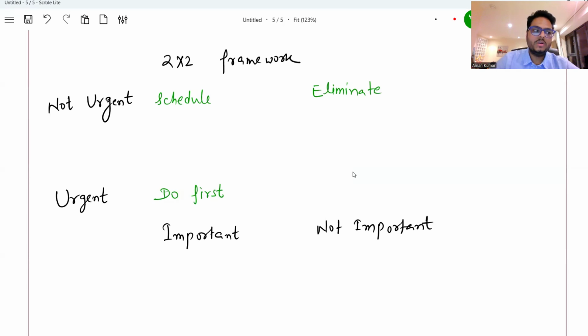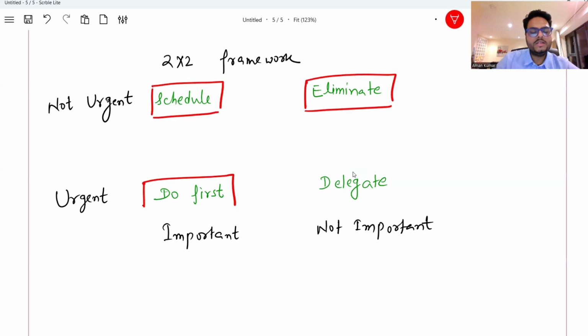And something which is not important and urgent, you are going to delegate it to the people who can do the job. So 2x2 framework, 4 boxes to fill, and we will estimate our tasks. We will see what is important, what is urgent, and we will put it here and take the decision.